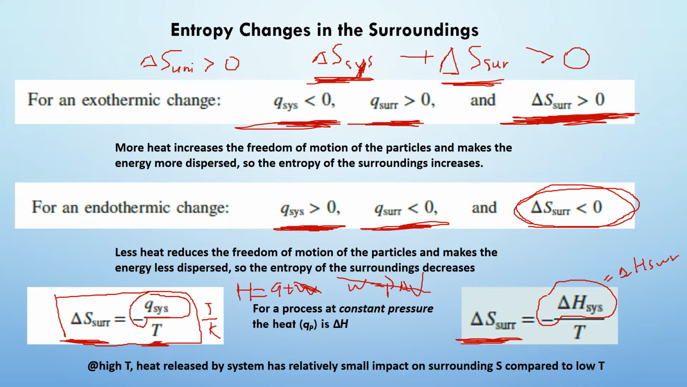Because the temperature is in the denominator, you can imagine that if this reaction happens at a very high temperature, the heat released from the system to the surroundings, or the heat absorbed from the surroundings to the system, will make this delta S change small, because you have a bigger denominator, when the temperature is high. But on the other hand, if this reaction happens at a low temperature, the same amount of change of heat will cause a higher change of delta S.